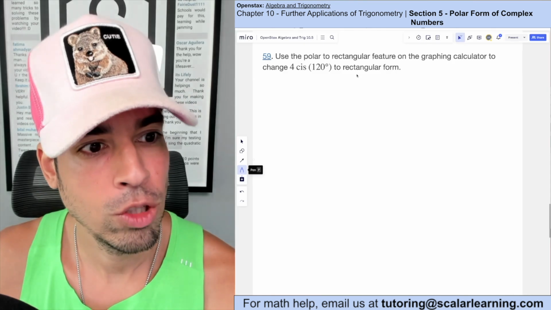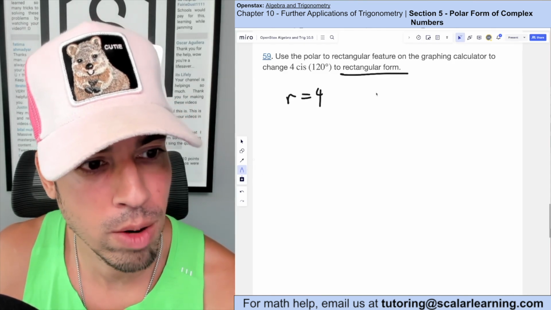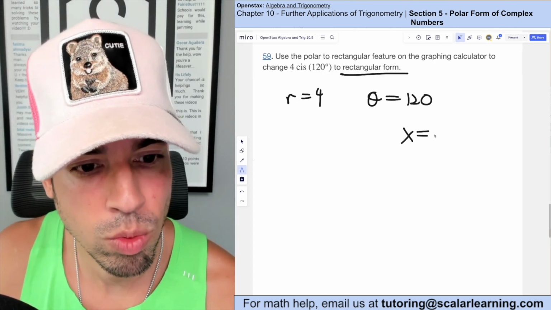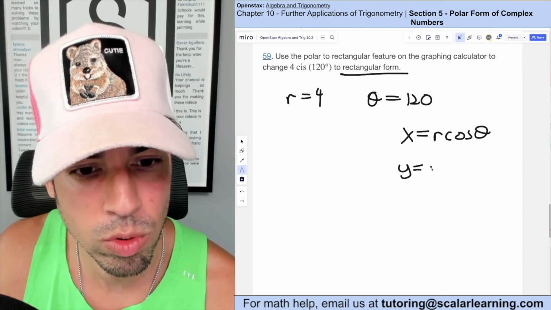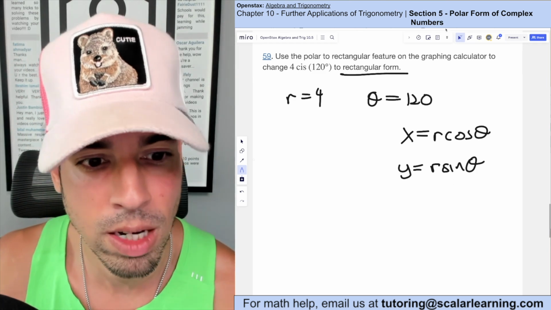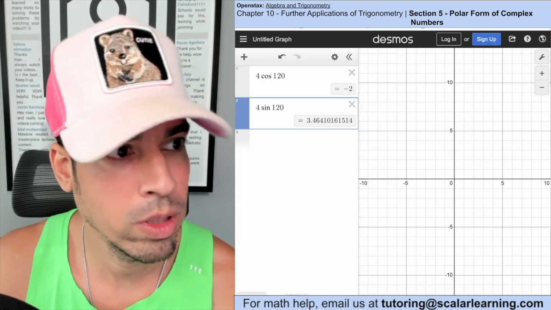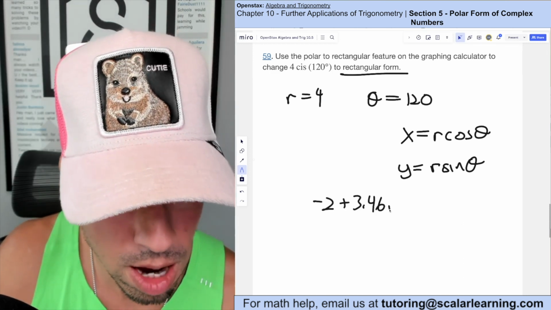Done. So for this one, we're trying to get back to rectangular form, and we know the r value is 4, and we know the theta value is 120. And then we remember that x equals r cosine theta, and y equals r sine theta. All right, let's plug it into Desmos, and let's see what we get. So for x, we got -2. For y, we got 3.46 to the nearest hundredth. So that's -2 plus 3.46 i.